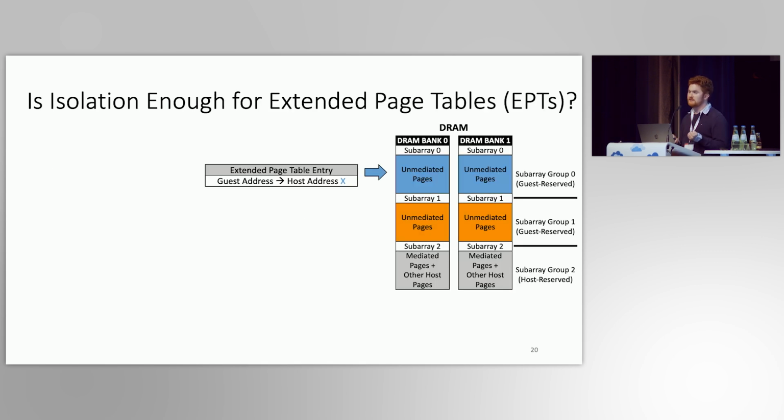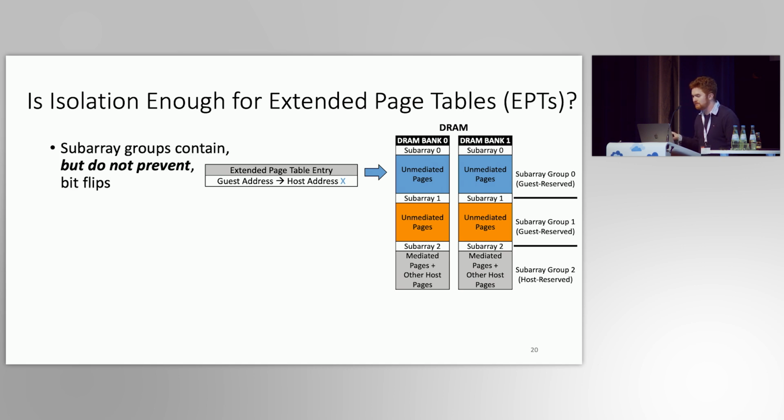One remaining question here is whether isolation is enough, in particular for a structure called extended page tables, or EPTs. You may wonder what makes these structures so special. Why am I specifically going into detail about them? Well, as we see on screen here, extended page tables are what literally defines what addresses that a guest can access. So they map guest addresses to host addresses, and since host addresses correspond to subarray groups, effectively the extended page tables define and enforce the subarray group mapping.